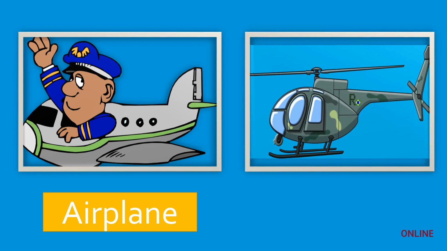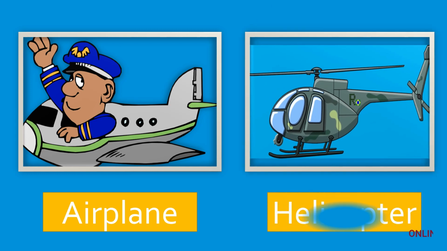This is a helicopter. Have you ever seen a helicopter? Helicopters are used to travel short distances in air at low heights and also to travel by air to those places where airplanes cannot go.